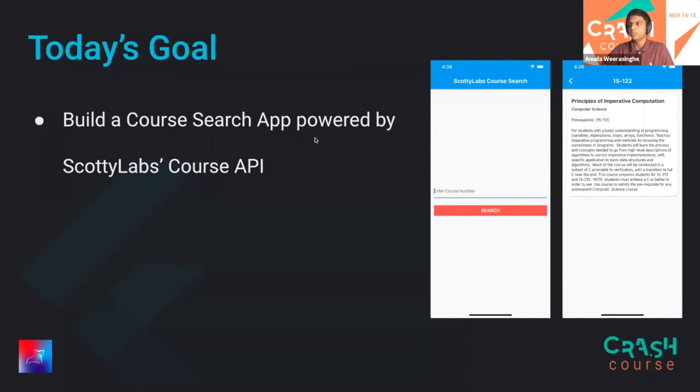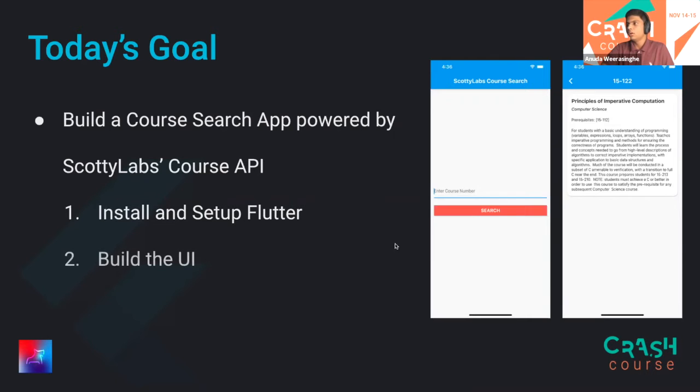We'll just be going over each of the different components of the app and how we can build different functionality into it using Flutter. So we'll talk about how you can install and set up Flutter while we do this. We'll talk about how you build UIs using Flutter while we talk about how this app's UI is built. And then finally, we'll talk about how you can integrate with REST APIs by talking about how this app is integrated with the ScottyLabs Course API.